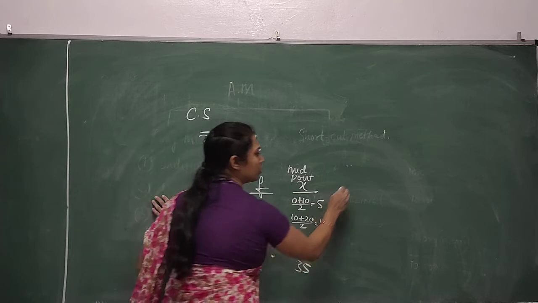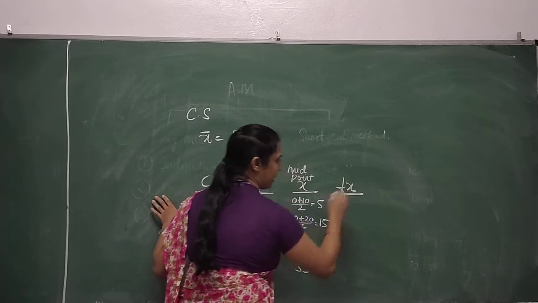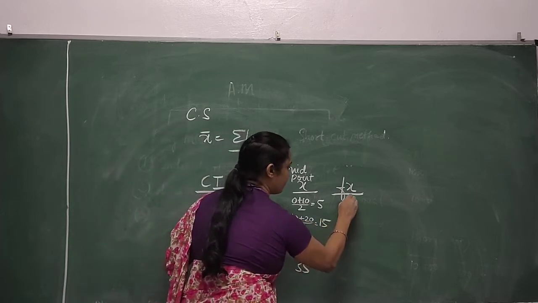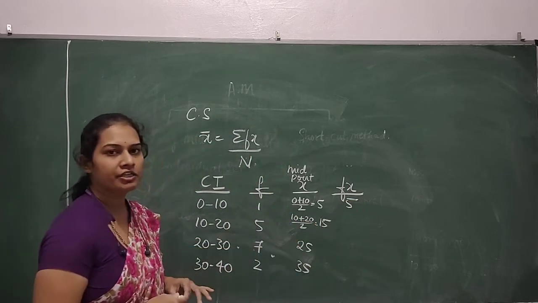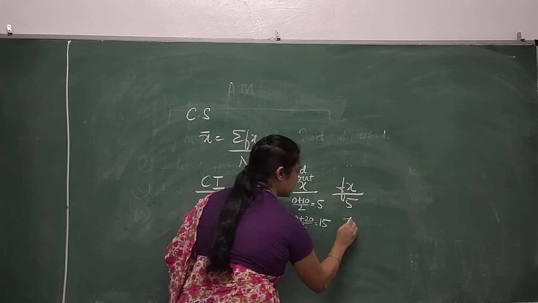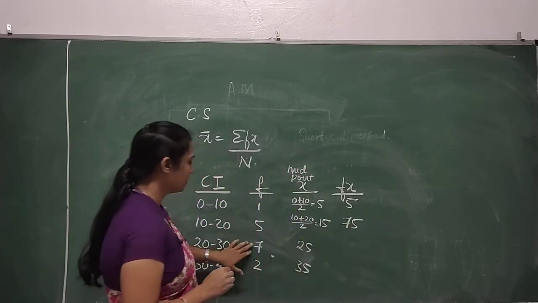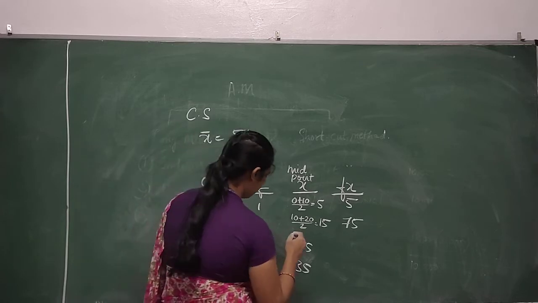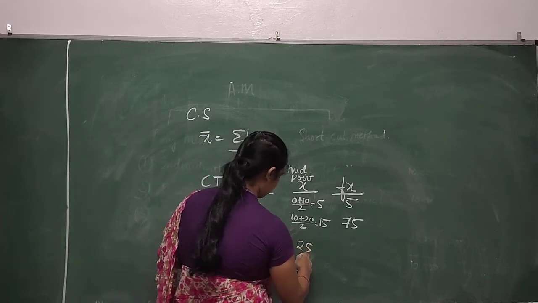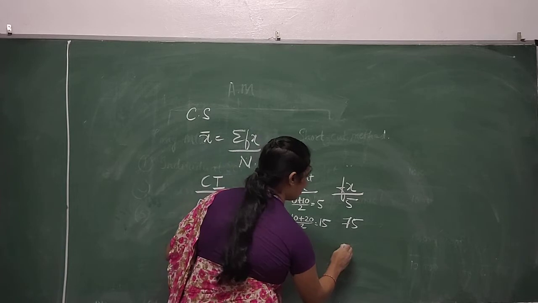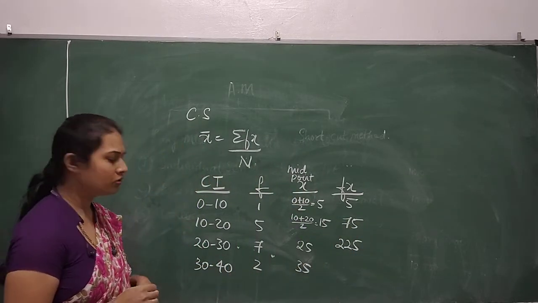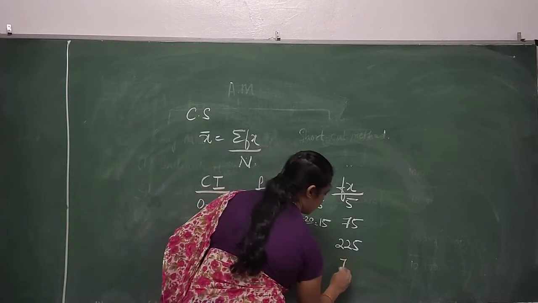Then what you will do? You will calculate f into x. That is 1 into 5 gives you 5. 5 into 15 gives you 75. 7 into 25 gives you 175. 35 into 2 gives you 70.